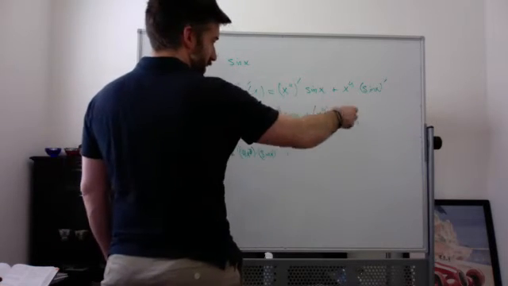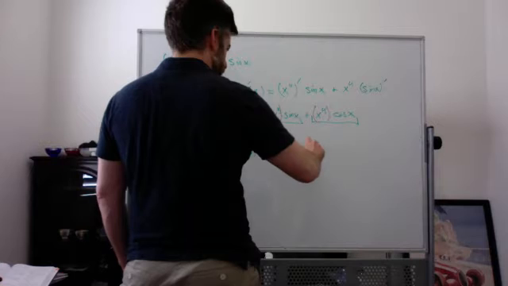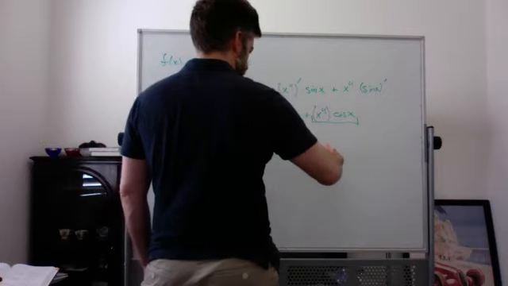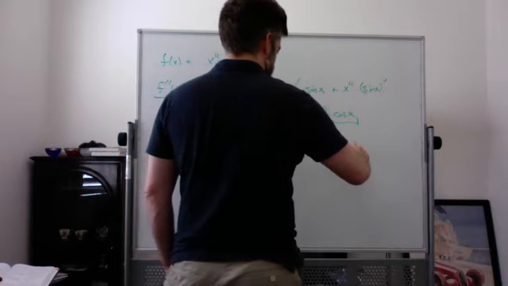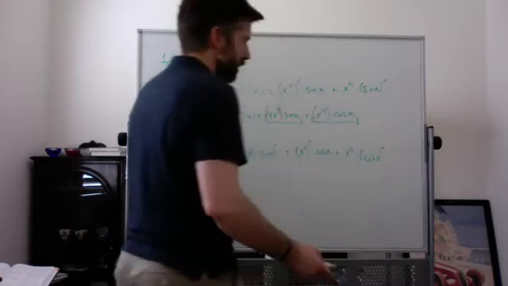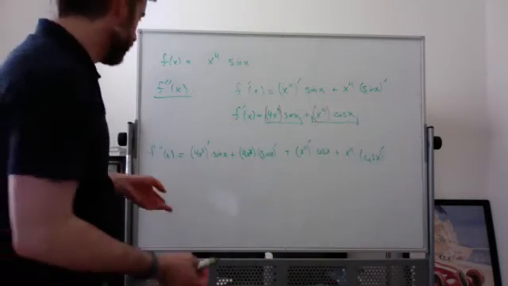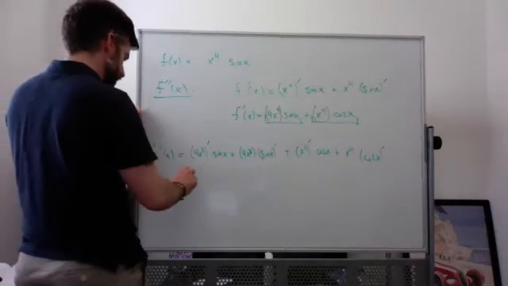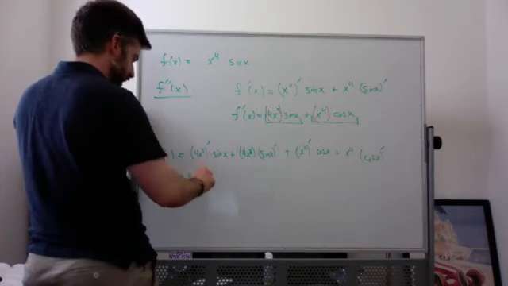And then we're going to do the same thing over here. Derivative of x to the fourth times cosine of x plus x to the fourth times the derivative of cosine of x. And then we just find the derivatives. So the derivative of 4x cubed is going to be 12x squared, and then times sine of x.